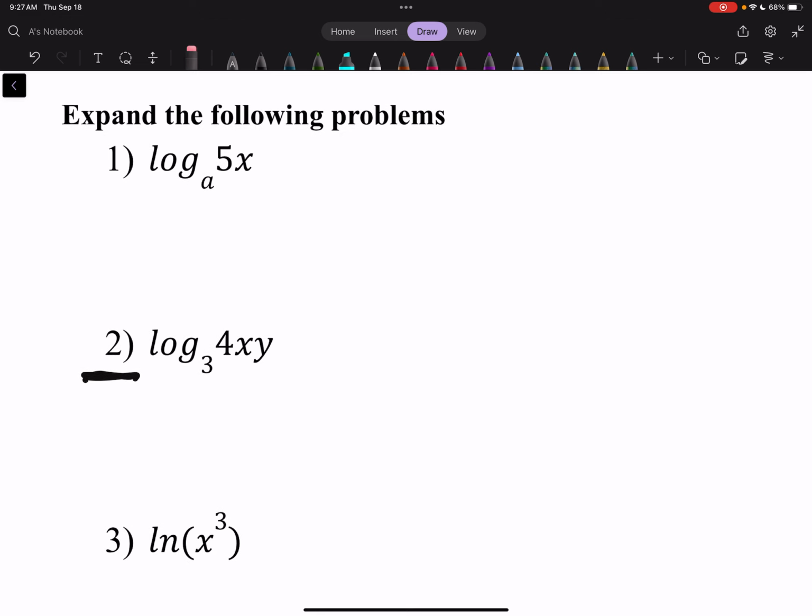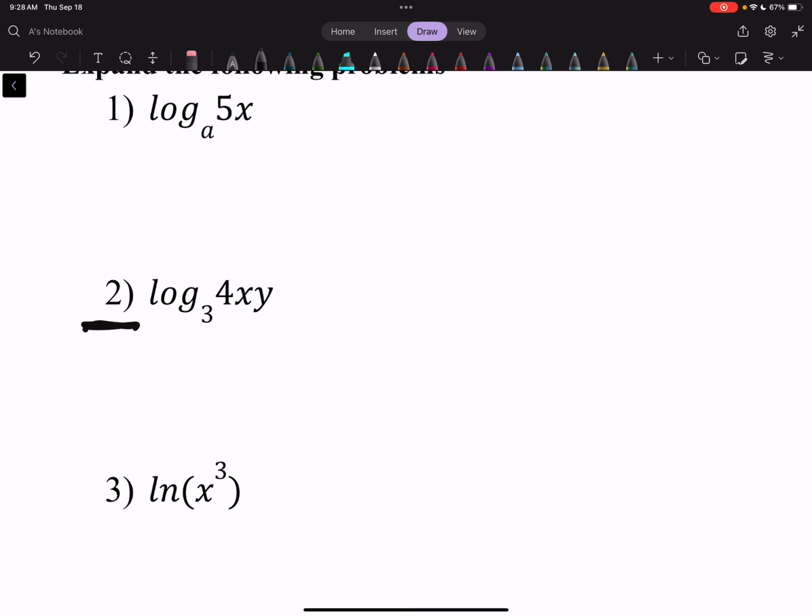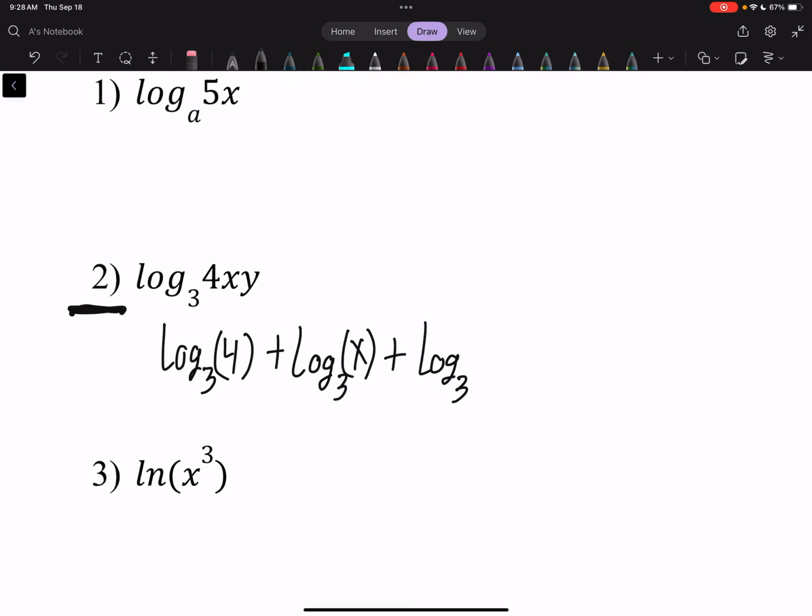All right. I have underlined the problems I'm going to do. I want you to pause the video and try the ones that are not underlined. So expand the following problems. Number 2 is log base 3 of 4 times x times y. This is log base 3 of 4 plus log, do not forget the base 3's, base 3 of x plus log base 3 of y.